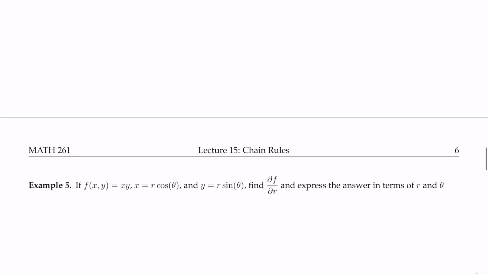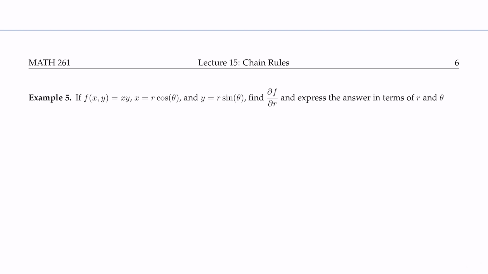Okay, now I'm going to move on to example 5. So very similar to the last two examples, but in this case, I'm just going to focus on one partial derivative. So I want to find the partial derivative of the function with respect to r, given the function is x times y, and x is equal to r times cosine of theta, and y is equal to r times sine of theta. So you have partial f partial r is equal to partial f partial x times partial x partial r plus partial f partial y times partial y partial r.